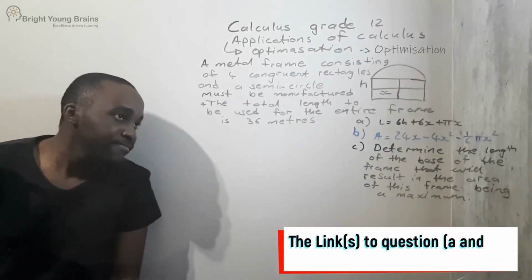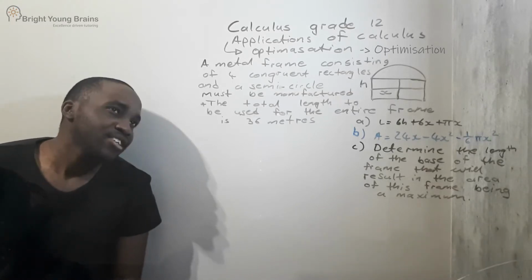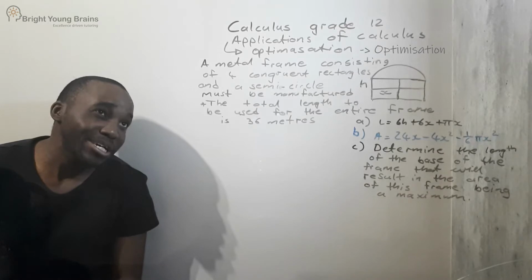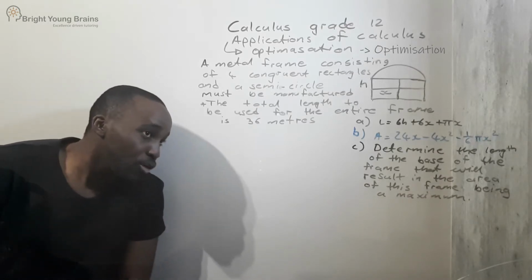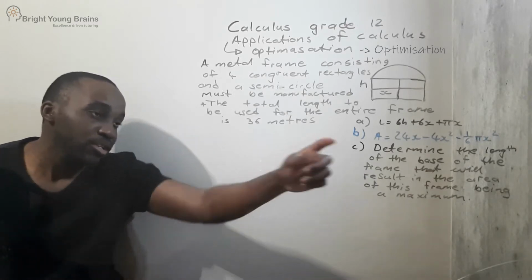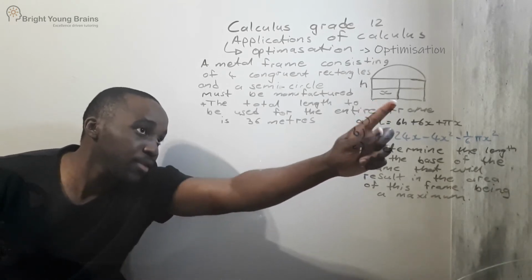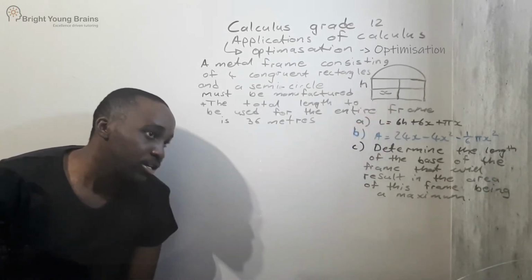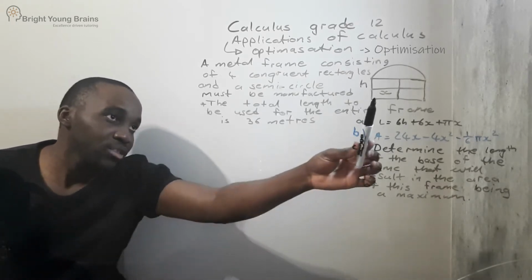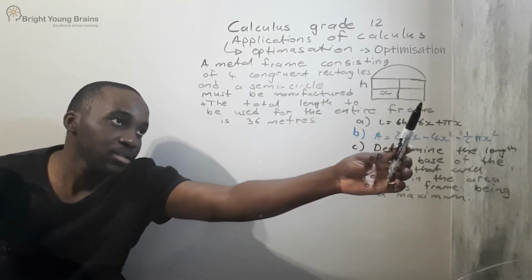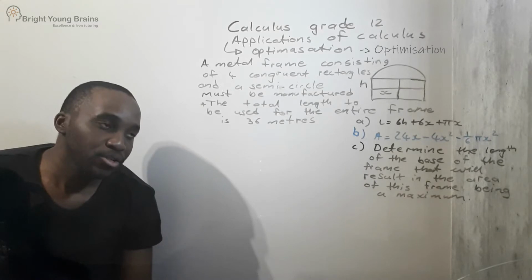So with C, it's again a common optimization question. Optimization. I do hope I did spell optimization correctly. Determine the length of the base of the frame. So we need to determine the length of the base of the frame that will result in the area of this frame being a maximum. So they want us to work out the largest possible value for this base that will result in this frame being the largest possible area.